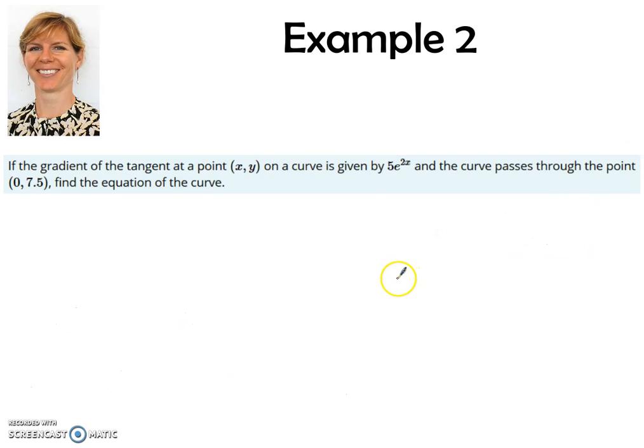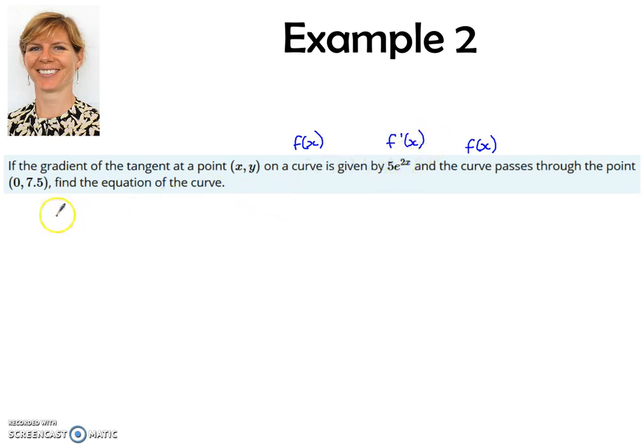Okay, a little worded question. So we've got, if the gradient of the tangent at a point is given by this, and the curve passes through this point, find the equation of the curve. These sorts of questions, it's sometimes a little bit hard to tease out which is the curve and which is the derivative. Okay, so if we say the curve is f of x, then the gradient of the tangent is going to be f prime x. So this is our derivative function here. And then the curve, which is the original function, f of x, passes through that point. So you need to be careful that when you start substituting in to find values for constants, you're substituting into the right thing.